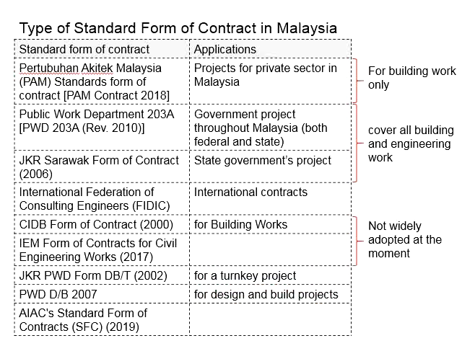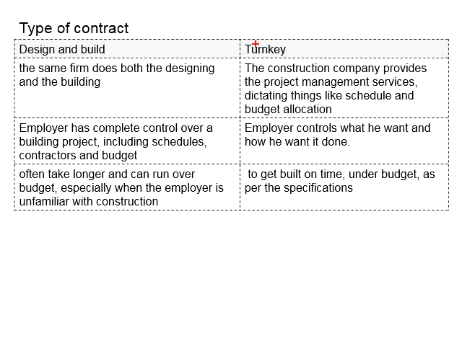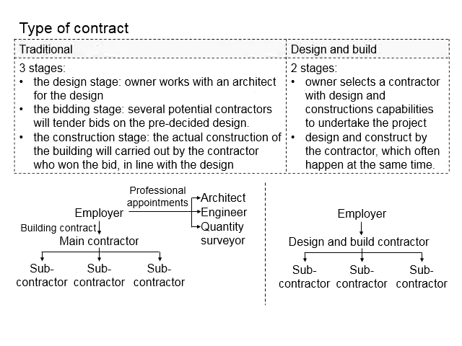Now let us discuss different types of construction projects. We have the traditional construction project, we have the design and build project, and we also have the turnkey project. First, let us look at the traditional construction project. It basically consists of three main stages. The first one is the design stage. Second, the bidding stage. And the third one, the construction stage.